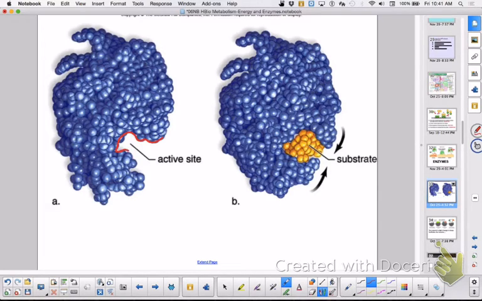So the substrate is able to fit in, as seen. The primary substrate fits in the active site together.